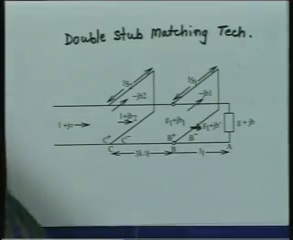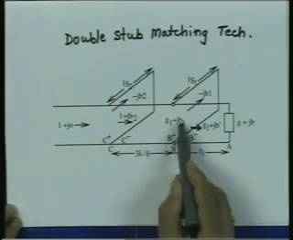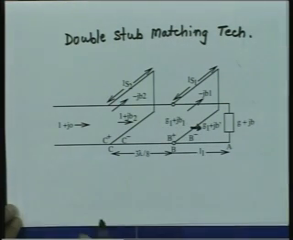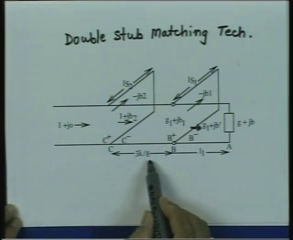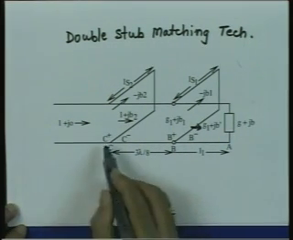So, how do we do this transformation? By using the Smith chart. Firstly, if this point has to be 1 plus JB2, this point has to lie on a circle which is a rotated version of the G equal to 1 circle by 3 lambda by 8 distance, which corresponds to 270 degrees away from the generator.